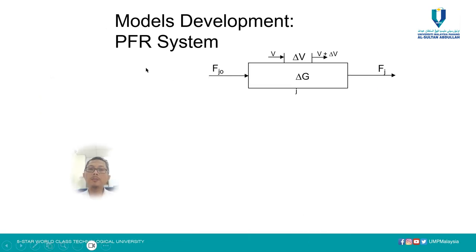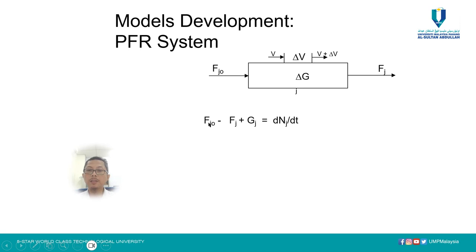Next is the mole balance of the PFR. This is an illustration of the PFR. Inlet is Fj0, outlet is Fj. There is a change of G due to the change of V.